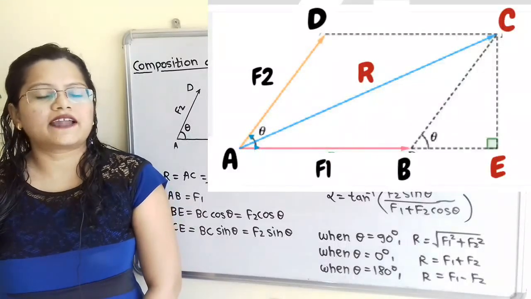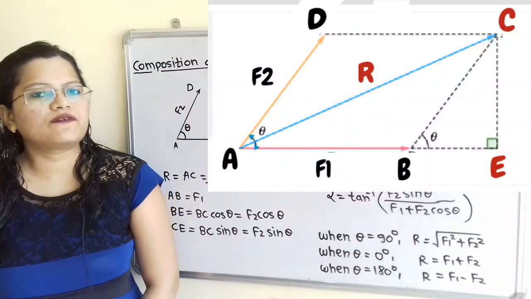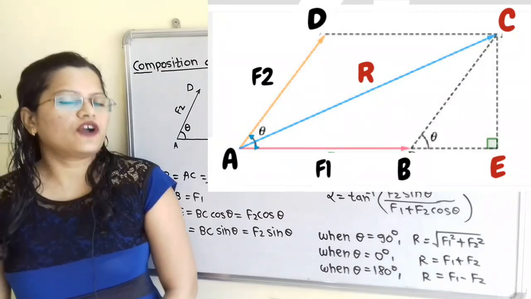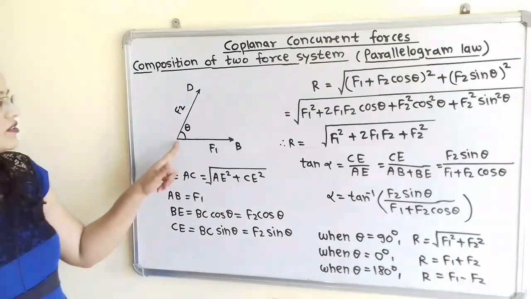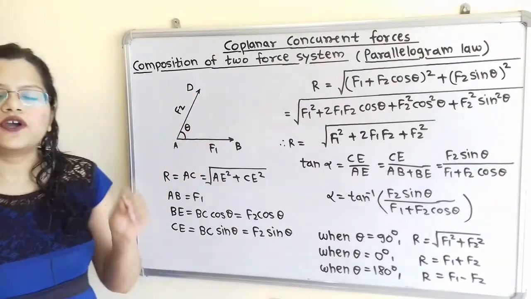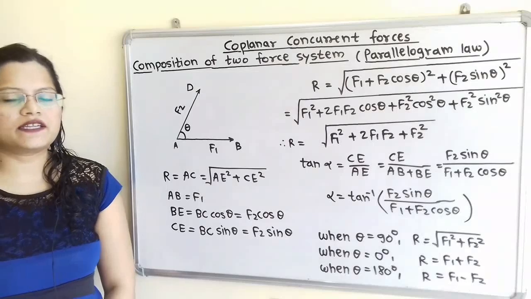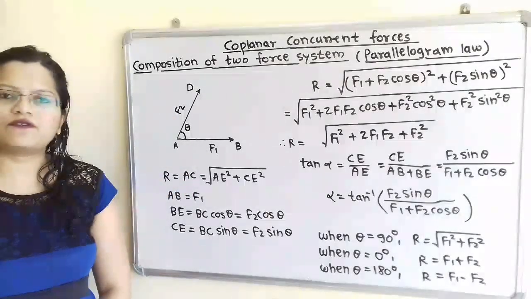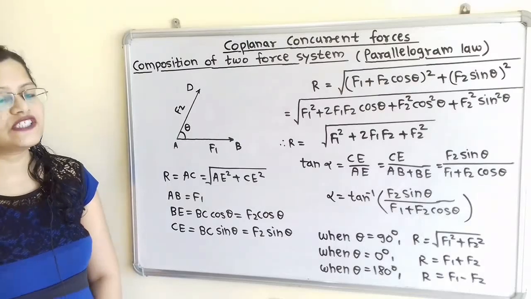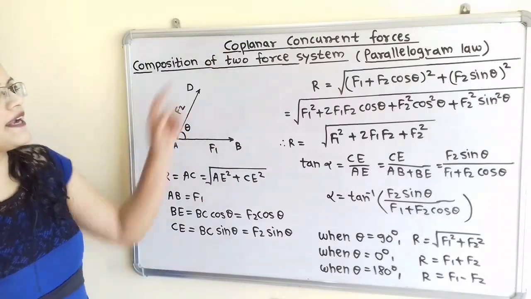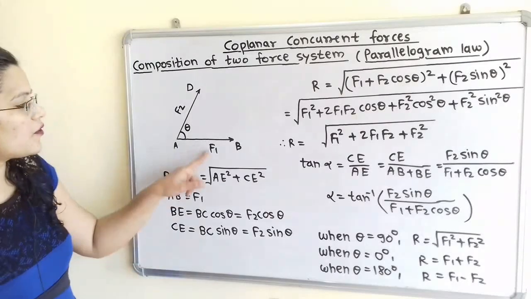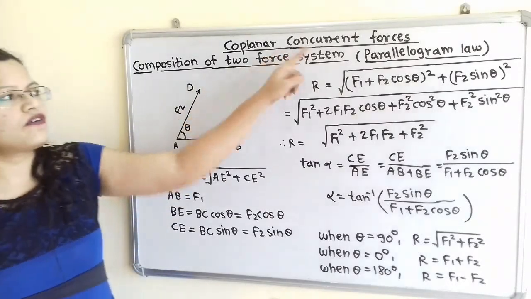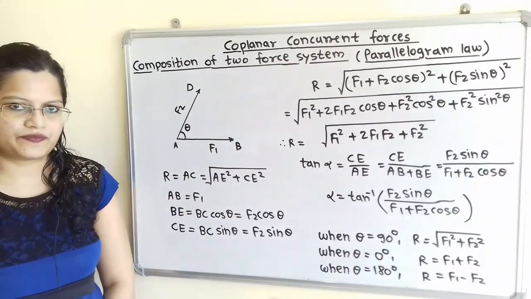Let us understand the concept of composition of two forces by using the parallelogram law. If we observe the diagram, there are two forces F1 and F2 which have an angle theta in between them. These two forces F1 and F2 lie in a single plane, and that's why these forces are coplanar forces. Now these two forces pass through a single point, and that's why these are concurrent forces.